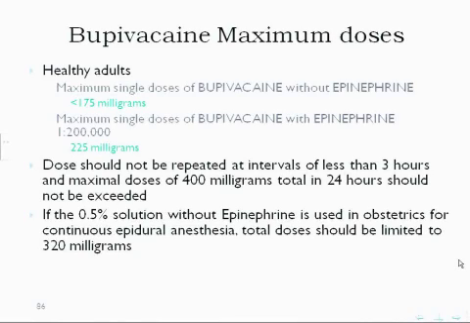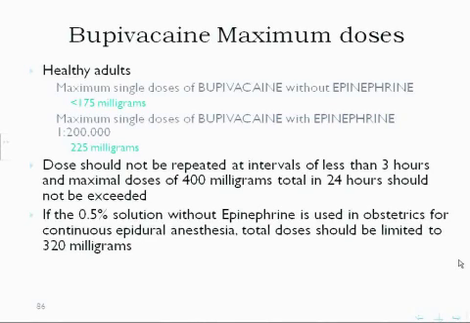Okay, if I'm using 0.5% bupivacaine, that's 5 milligrams per cc. So 5 goes into 175 how many times? 30-something, right? Okay, so it's 3 times 5 is 15, so it's 35. So it's like 35 cc's. So you can give 35 cc's to an individual without epinephrine.